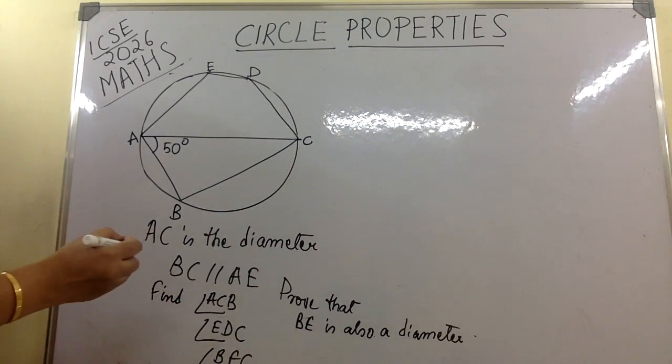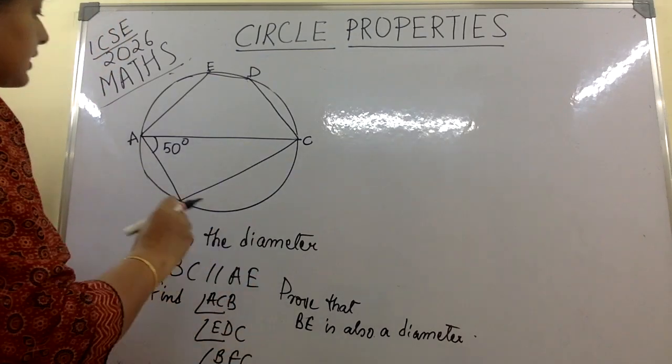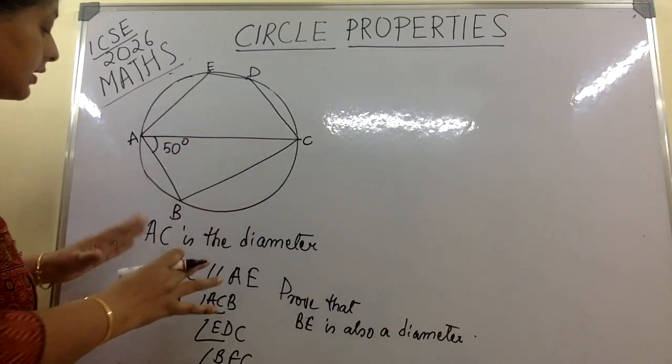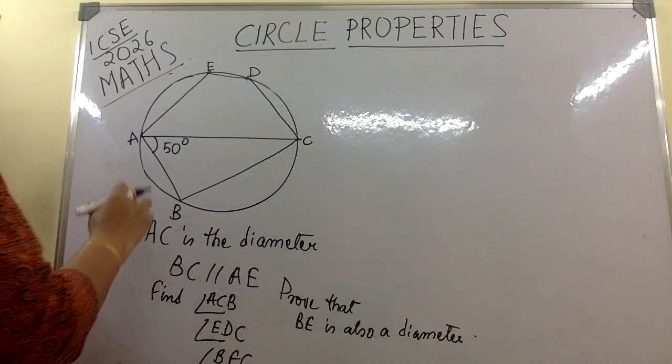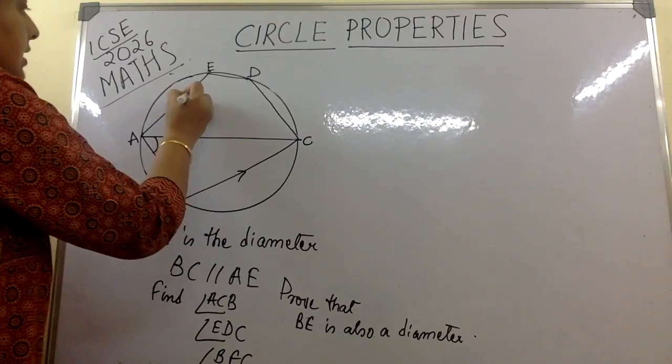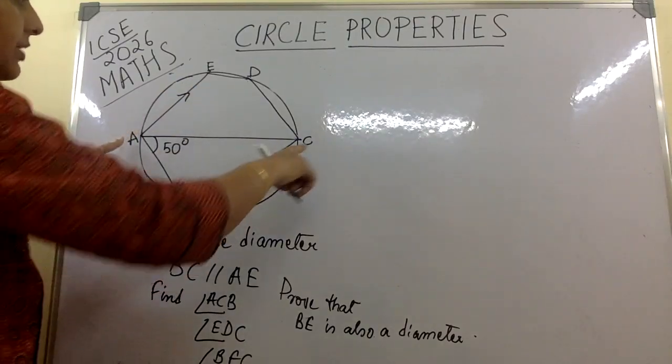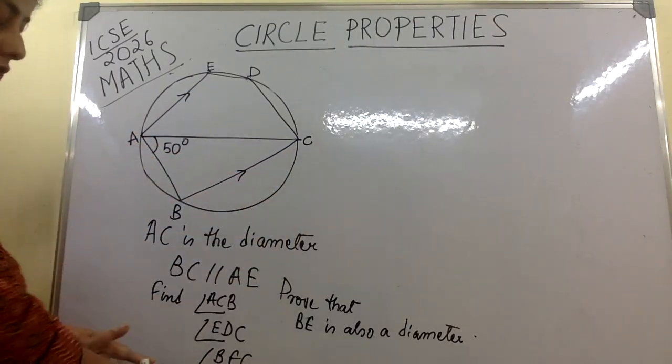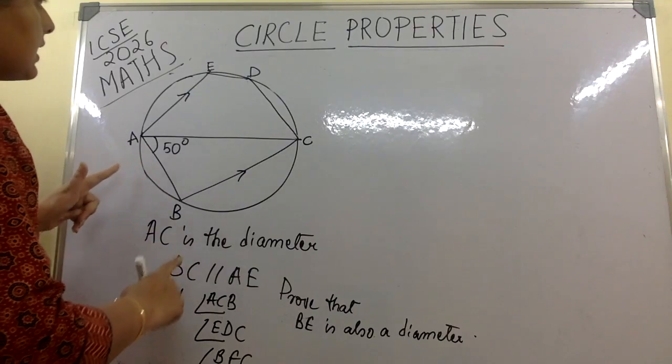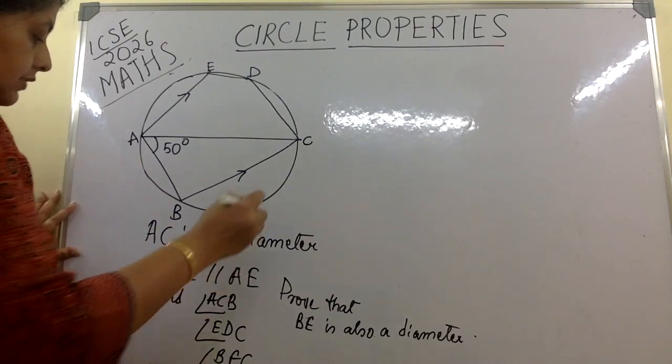Now here is the next question, which says we are given a pentagon and BC is parallel to AE. Here these two lines are parallel and AC is the diameter. This has been told as the diameter. We have to find these angles, ACB, we have to find.